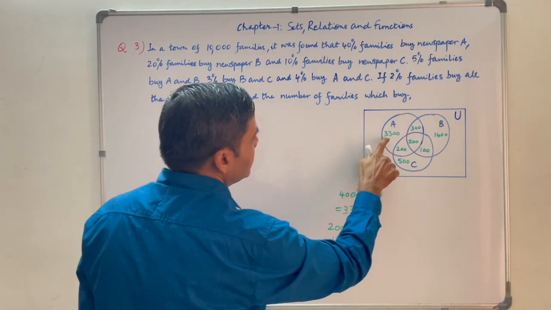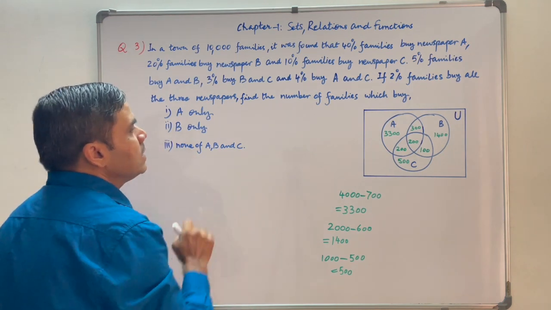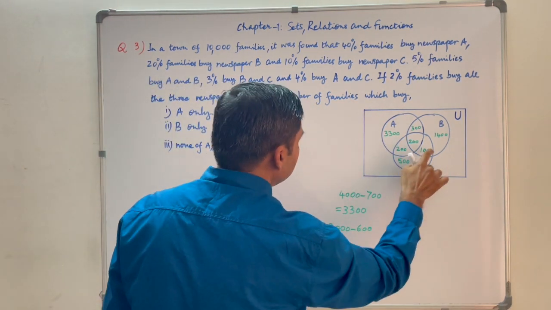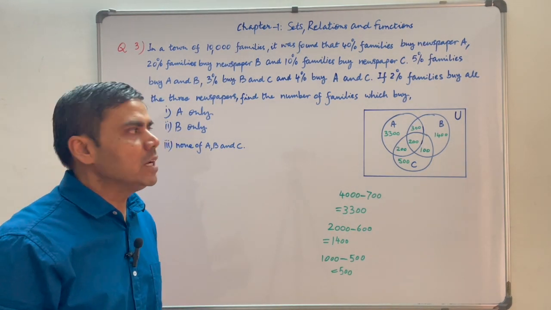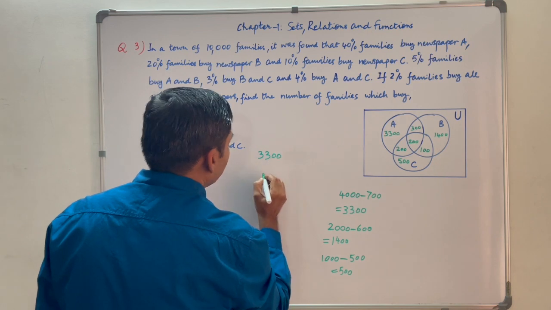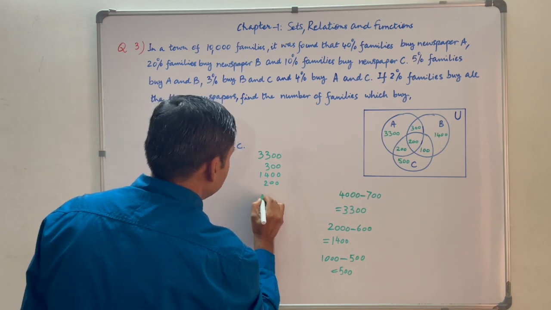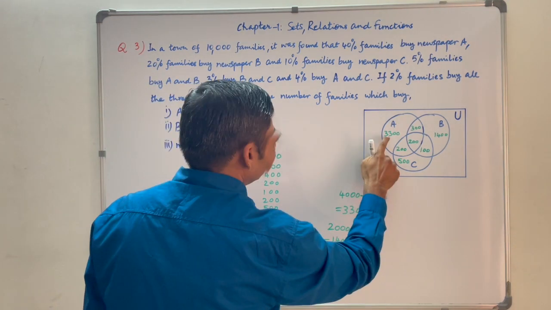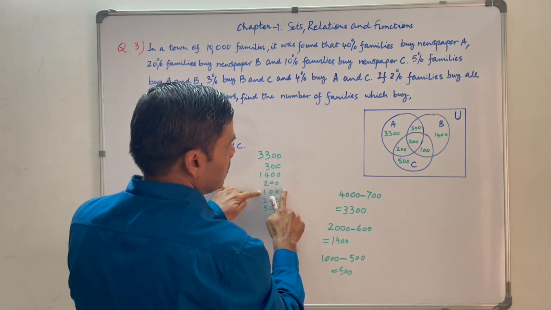So let us see what all the parts we have answered. A only is 3,300. B only, that is 1,400. None of A, B and C: to figure that out, we need to do summation of all these and subtract from 10,000. So we will figure out how many families do not buy any of the newspapers. So let us do summation of all these first. 3,300 plus 300 plus 1,400 plus 200 plus 100 plus 200 plus 500.